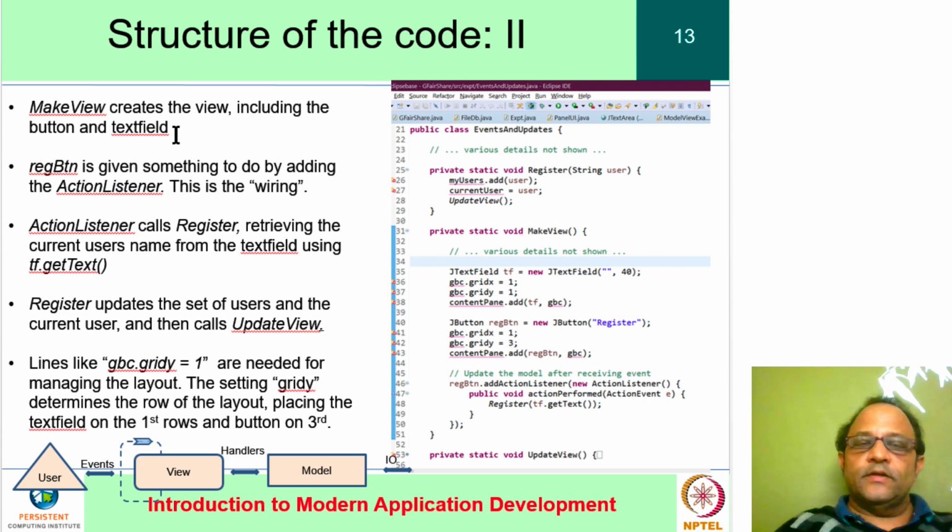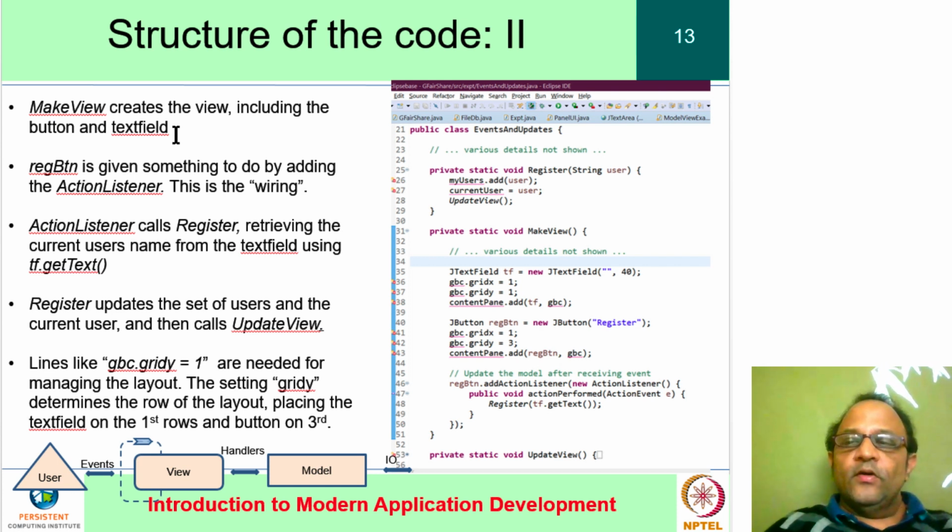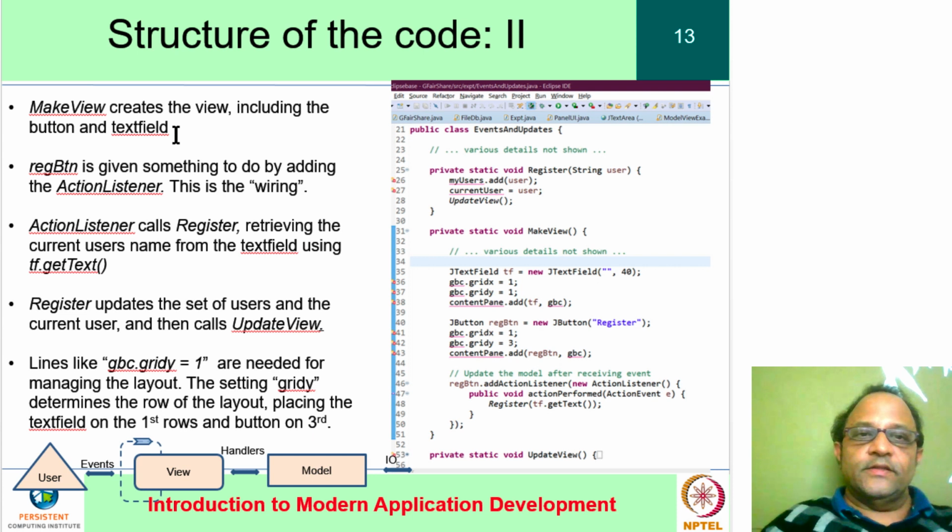When action listener is invoked by the event loop, then action listener calls register, and register gets information about what the name should be from the text field. This is extracted by the action listener. It is not as if register calls this particular text field directly. In fact, it doesn't even necessarily know that such a thing exists. It only knows that it gets a username. When register gets a username, it adds the user to the collection and to the current user. And once that is done, it updates the view by calling update view.